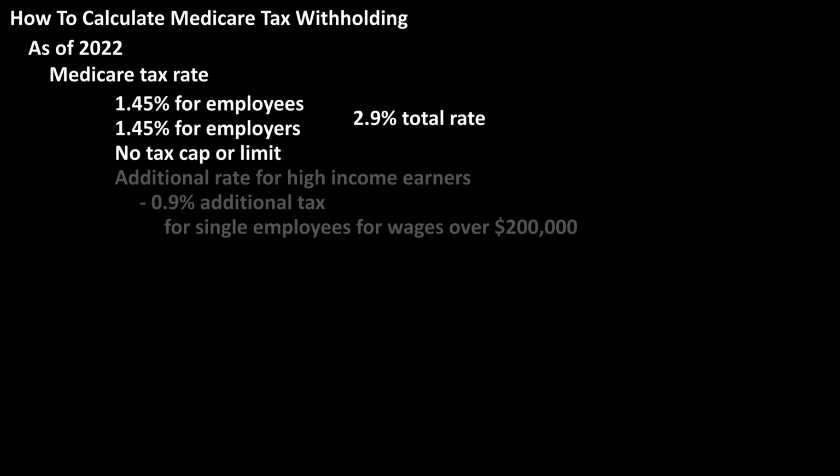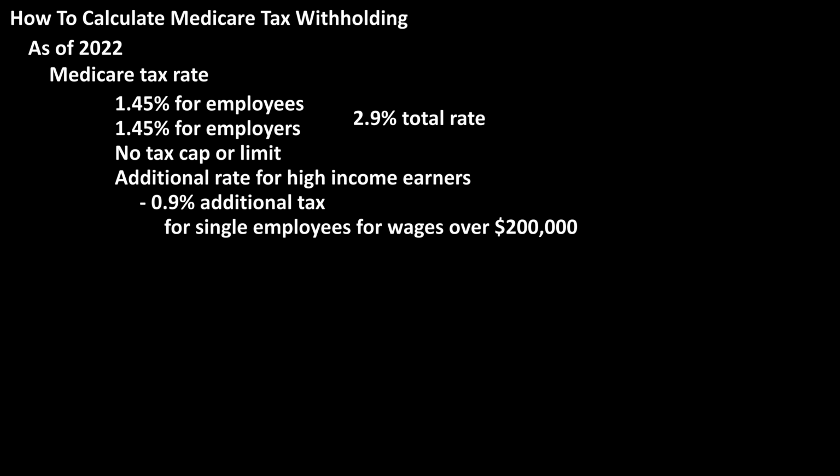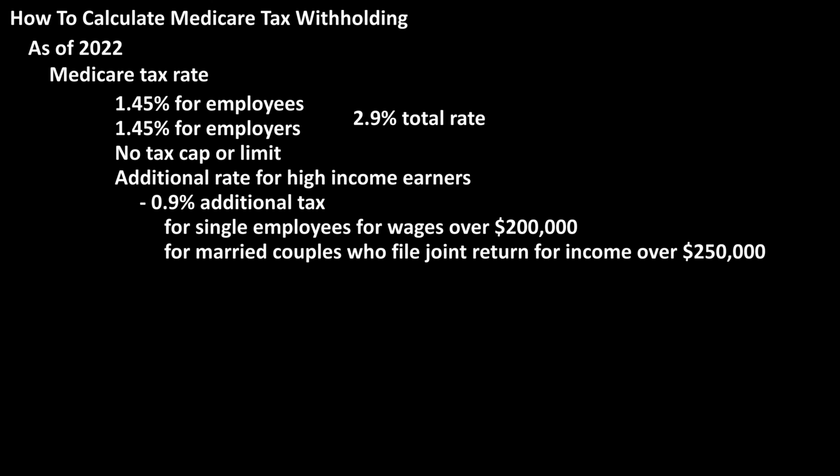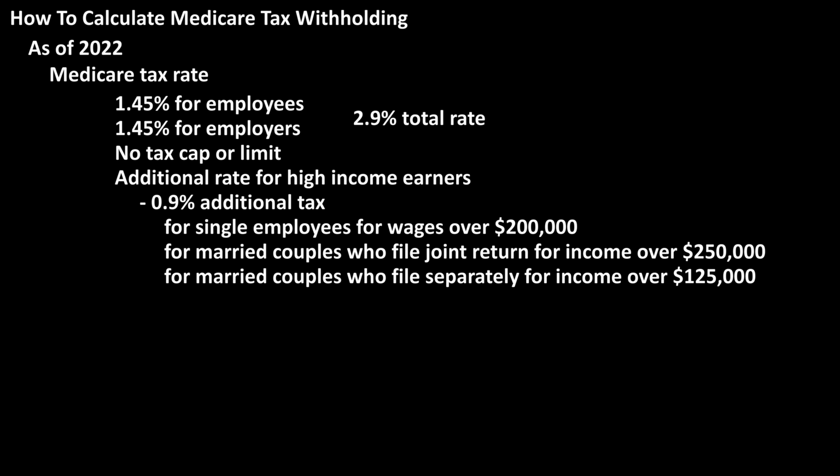As of 2022, the current Medicare tax rate is 1.45% for employees and 1.45% for employers, totaling a rate of 2.9%. This rate does not have a tax cap or limit, and there is an additional Medicare tax for high-income earners. Single employees whose wages exceed $200,000 are subject to a 0.9% additional Medicare tax. If a married couple files a joint return, it is $250,000, and if a married couple files separately, it is $125,000. The employer does not need to pay the additional 0.9%.